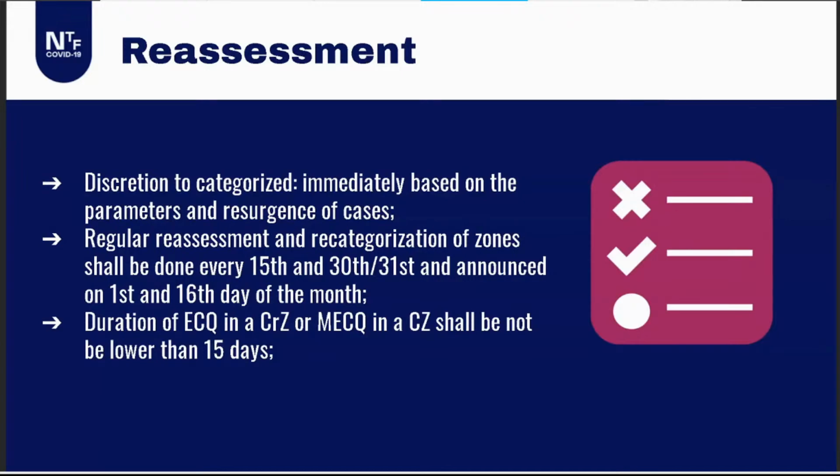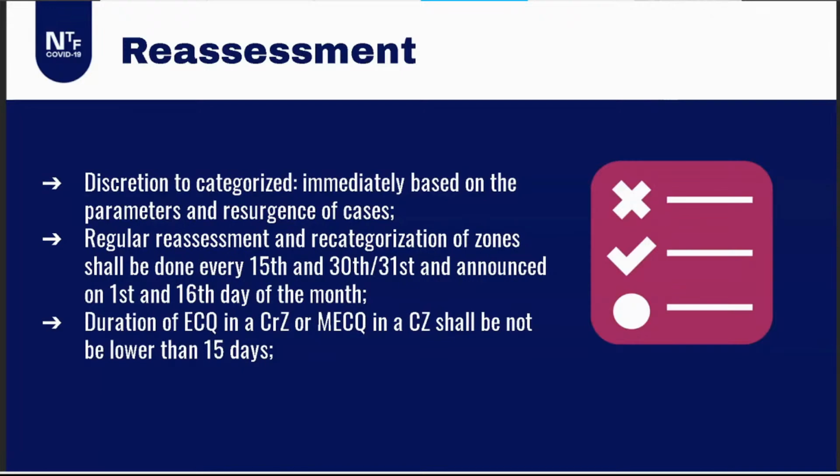If meron po nakita si regional IATF na hindi po nag-qualify, maybe we can further scale down the lockdown into the smallest geographical unit. So ganun lang po yung mechanism natin. And of course, importante po yung regular reassessment and recategorization must be done in every 15th and 30th or 31st and announced on the 1st and 16th day of the month. Para po sabay po tayo sa ating sa IATF na announcement.